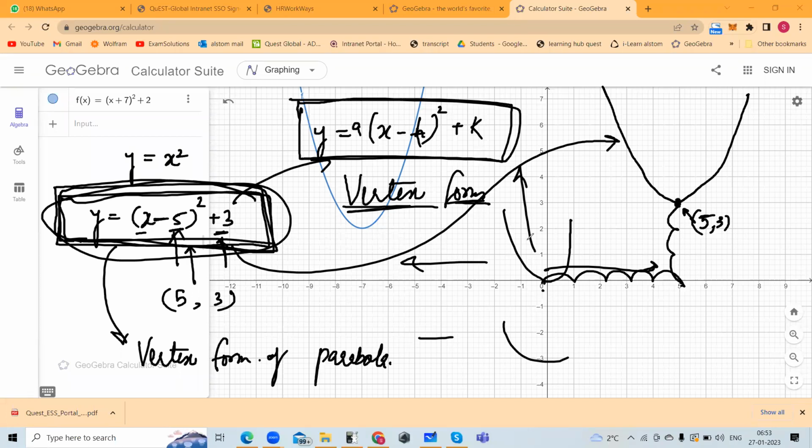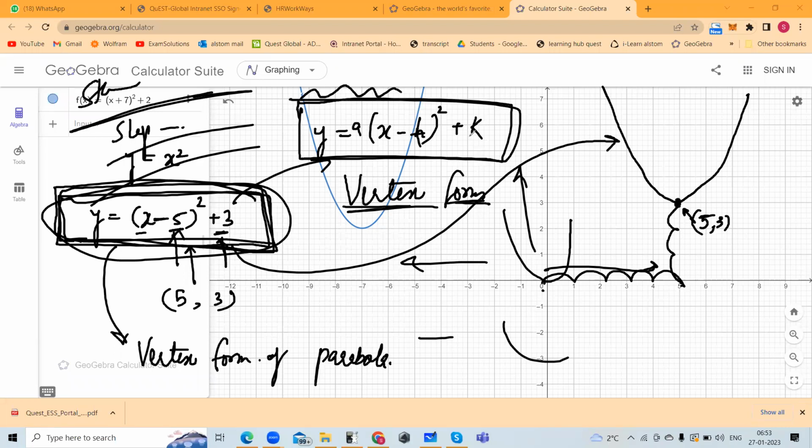It's just the representation. Do you remember the different ways of writing the equation of a line? Standard form, slope-intercept form, and so on. Yes, slope-intercept form is y equals mx plus b, and standard form is ax plus by equals c.